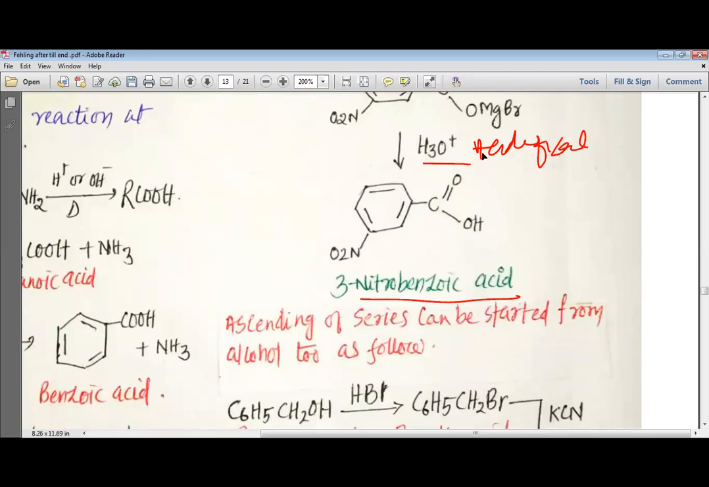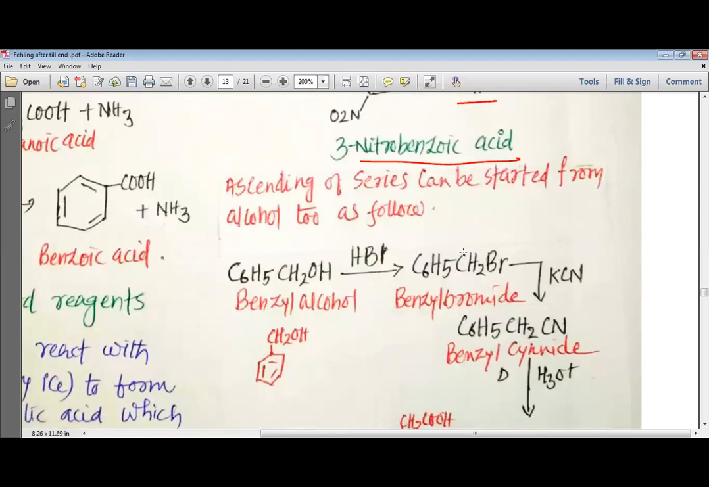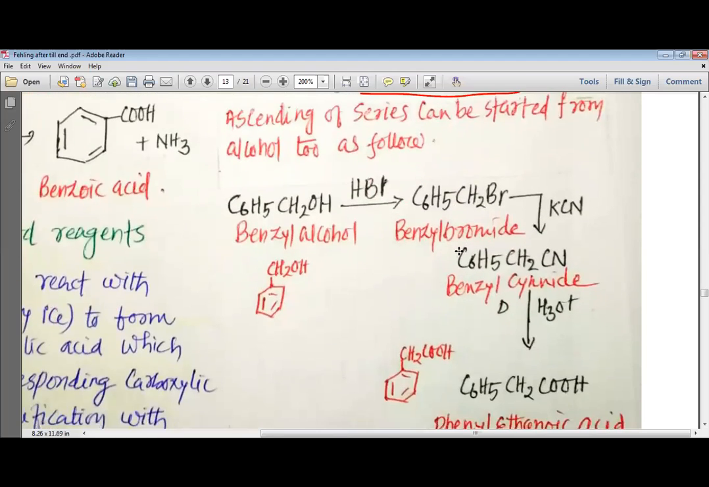So instead of the bromine group, we have introduced the carboxylic acid group, and this is how alkyl halides or aryl halides can be easily converted into the corresponding carboxylic acid which has one more carbon.